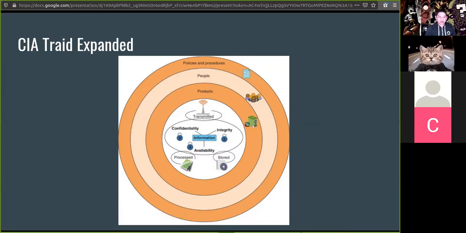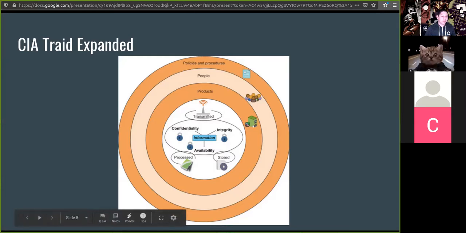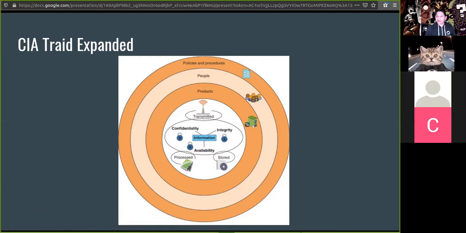There are other terms that also go with this. For example, we have the asset, which is normally the item of value. That could be a laptop, that could be data. The threat, the type of action that has the potential to cause harm, like stealing, that is a threat. The threat actor is a person or an element with power to carry out the threat. For example, a tornado, a person.